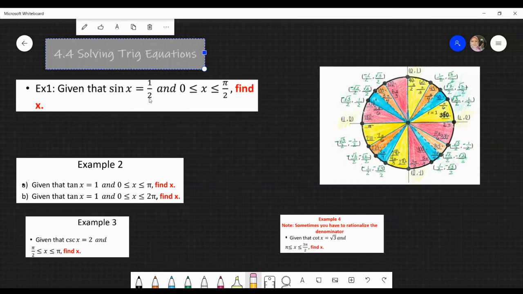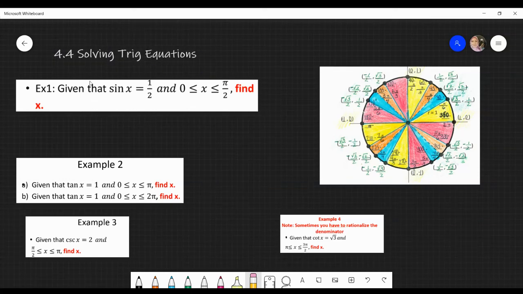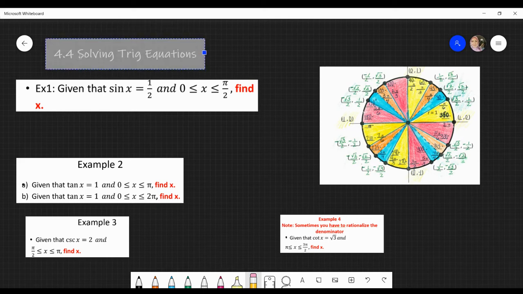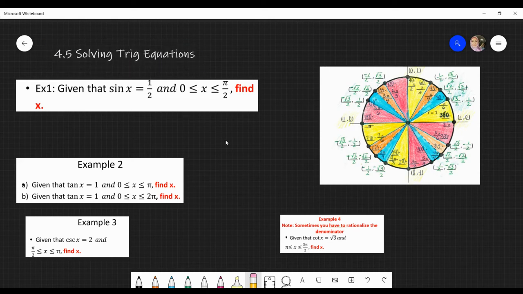Hi, in this video we're going to be talking about solving trig equations, and this is a part of section 5, actually not section 4. I'm sorry about that. We're going to be solving trig equations. So what does that mean? First of all, we want to clarify that solving means find x. But what is x in case of trig equations?